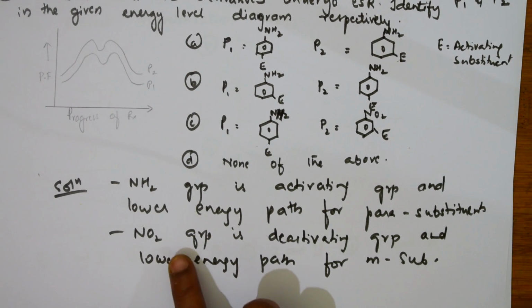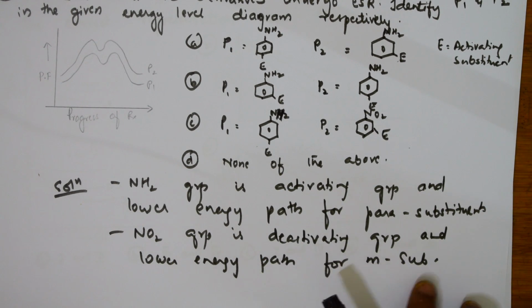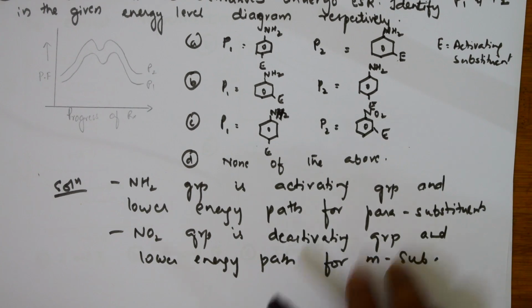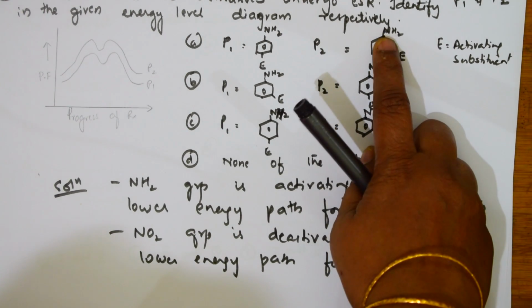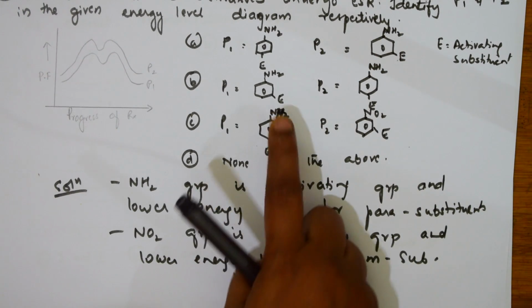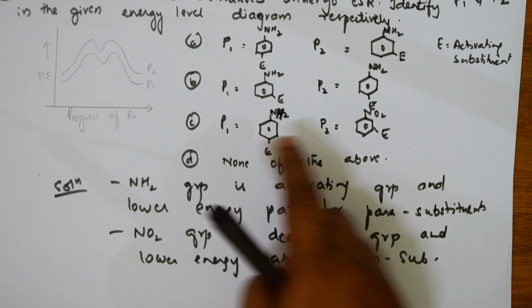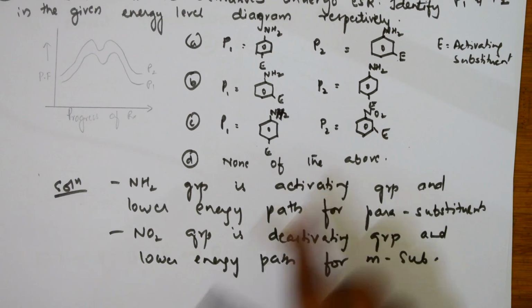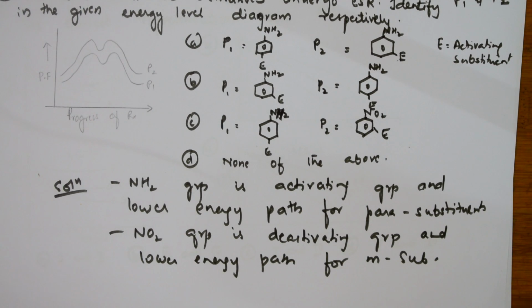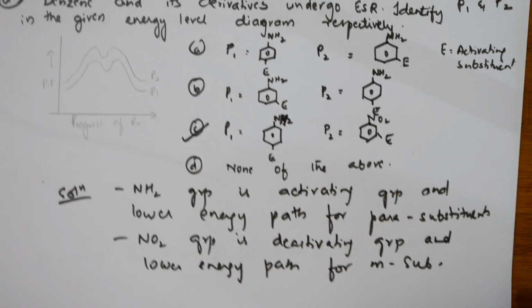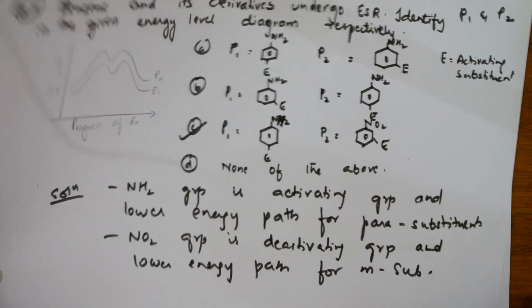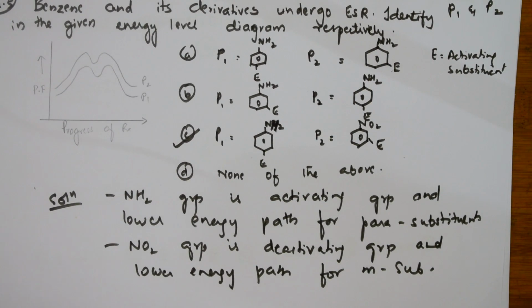But important thing, nitro group is deactivating and lowers energy for meta substituent. But this is not meta substituent, isn't it? This is meta, but this is not nitro. So the combination is amine group at para, nitro group at meta. So such combination is what it represents in the graph. So the correct option is C. Done? Yes. So remember this. Hope it is clear with both the explanations, and let me come back and do the next question.